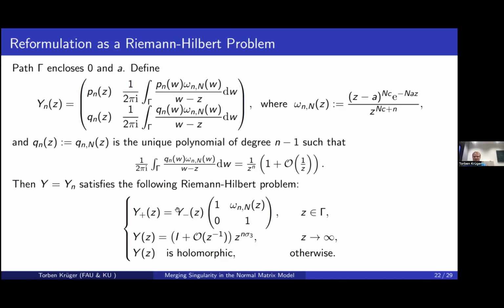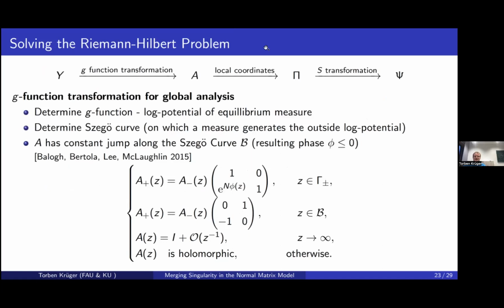by this multiplicative condition. And it involves this thing. This is called the Riemann-Hilbert problem, and this has to be solved to do that. And it's solved. There's a machinery to solve it. This is some nonlinear steepest descent method. So you first do some global transformations called the G-function transformation.